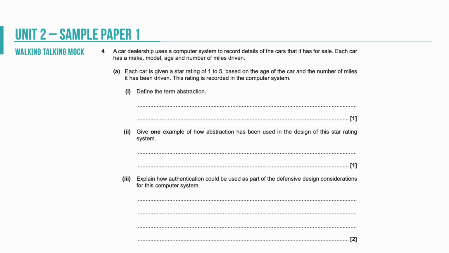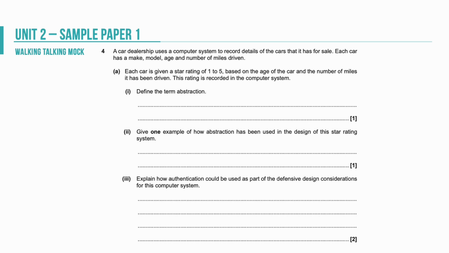Question 4, a car dealership uses a computer system to record details of the cars that they have for sale. Each car has a make, model, age and number of miles that it's been driven. Each car has a star rating of 1 to 5 based on the age of the car and the number of miles that have been driven. This rating is recorded in the computer system.